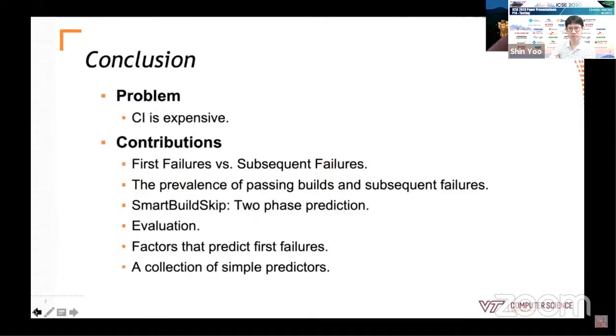To summarize, our work tries to reduce the cost in CI by skipping passing builds. The main contributions in this paper are differentiating between first failures and subsequent failures, studying the prevalence of build failures, designing smart build skip that uses a 2-phase prediction strategy, and evaluating our approach and comparing it with existing techniques. Besides, there are also a lot of other experiments, such as feature selection and simple predictors, which are not included in this presentation. Please feel free to explore their details in our paper. That's all. Thanks for listening.